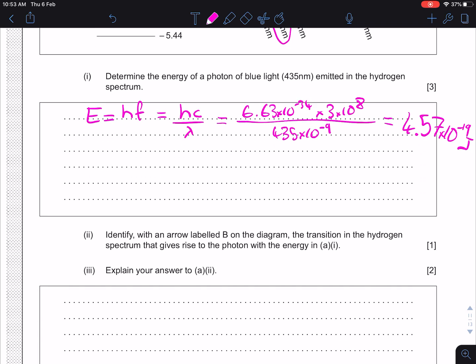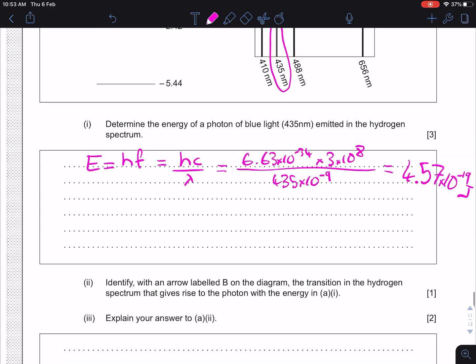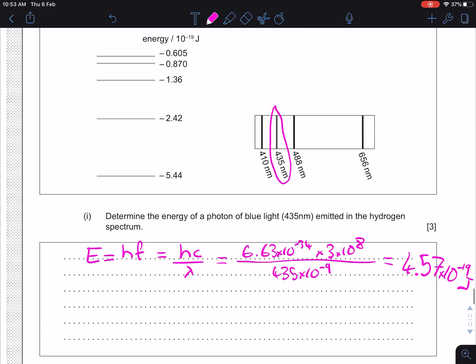Identify with an arrow labeled B on the diagram the transition in the hydrogen spectrum that gives rise to the photon with the energy there. Well, the difference in the numbers here has to be 4.57 times 10 to the minus 19. There's no way that it could be falling down to this one because that wouldn't be anywhere near enough energy. So it must be falling down to 5.44.